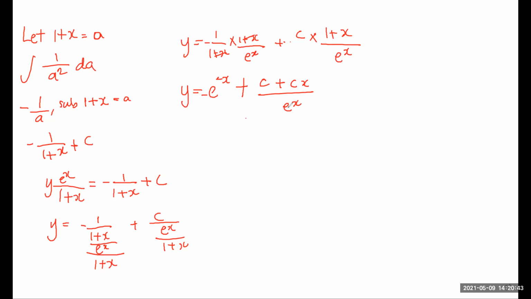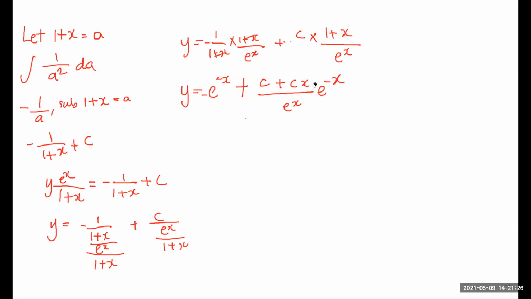Alright, and I just said don't write 1 over e to the x, write it back. It would have been e to the negative x. So just write c times e to the negative x in bracket 1 plus x. That's all you have to do. You don't need to simplify.